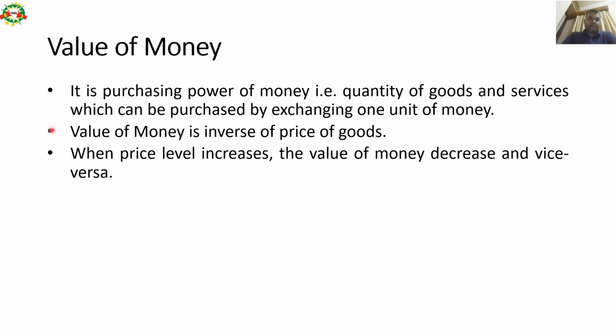Value of money is the inverse of the price of goods. Higher the price, lower the value, or lower the purchasing power, lower the value. When the price level increases, the value of money decreases, and vice versa. So if goods become expensive, the purchasing power will reduce and the value of money will also decrease. However, if the price of goods decreases, goods will become cheaper. With a given set of money, I will be able to purchase more goods. So my purchasing power will increase and the value of money will also increase.